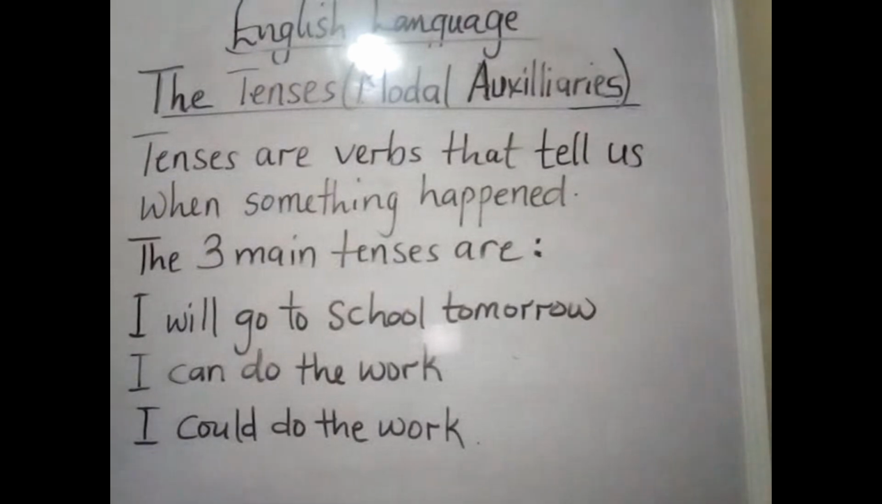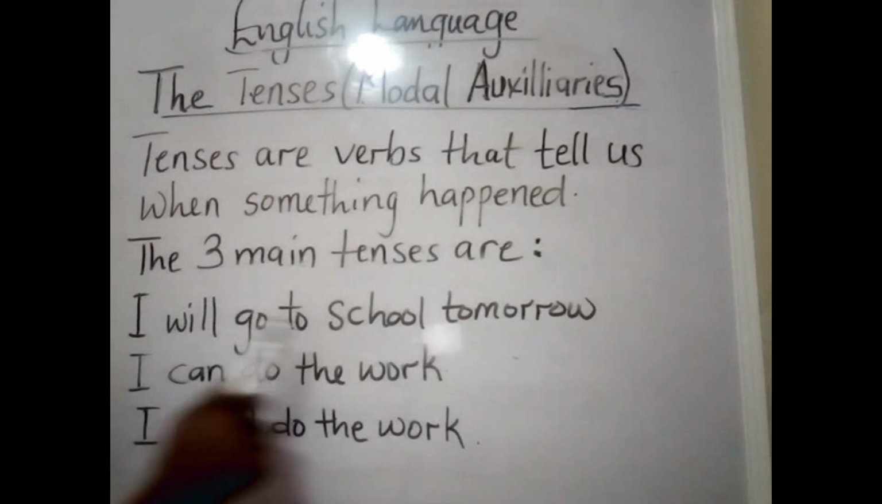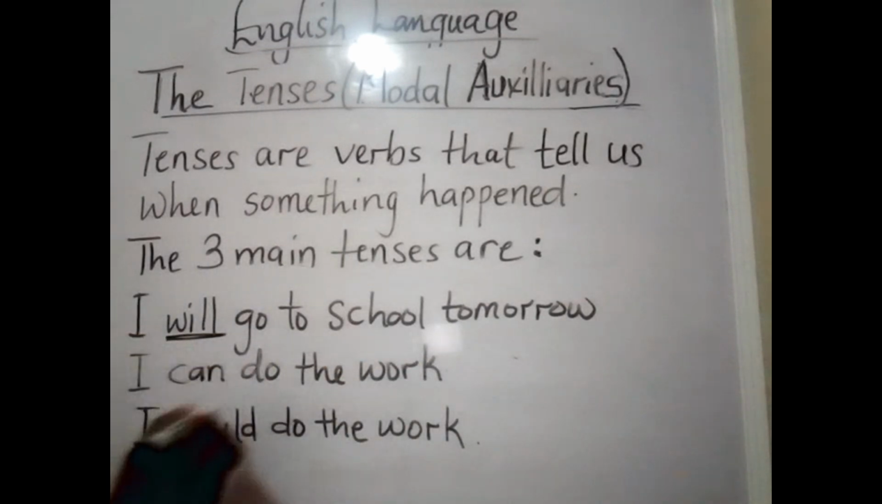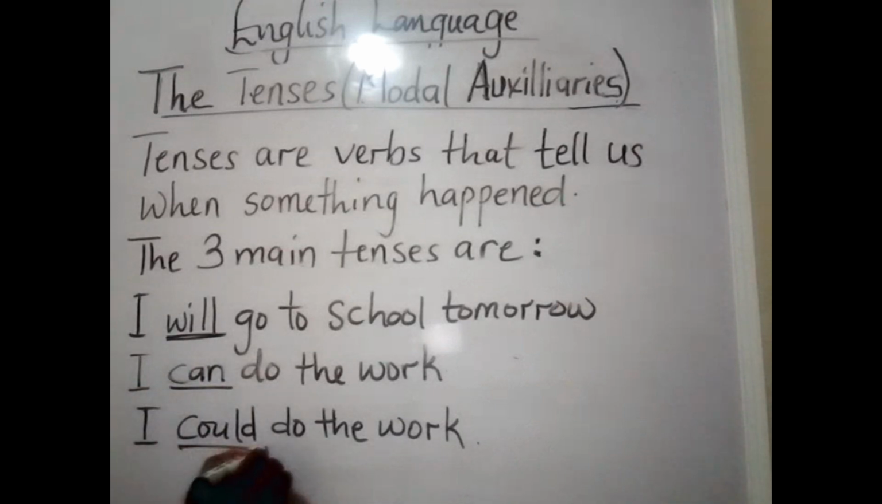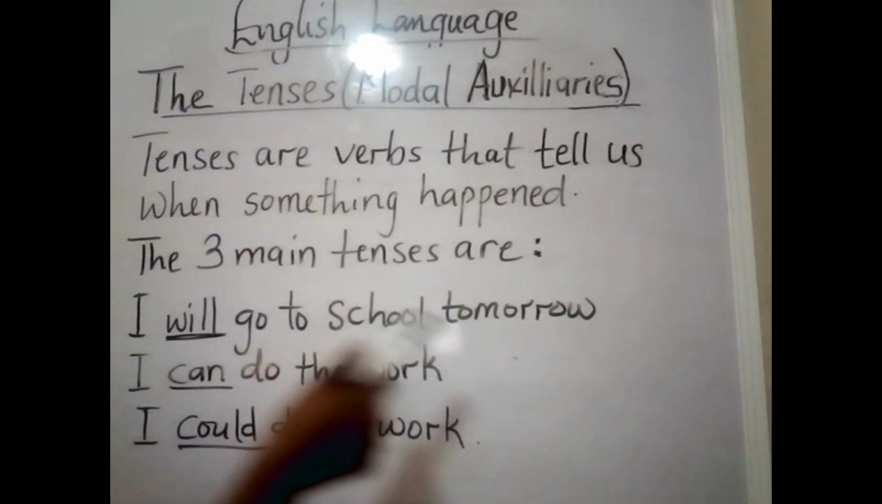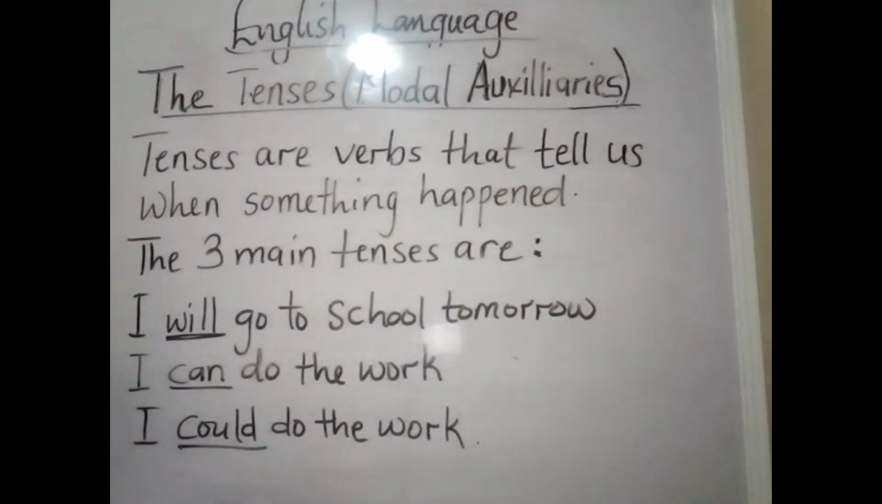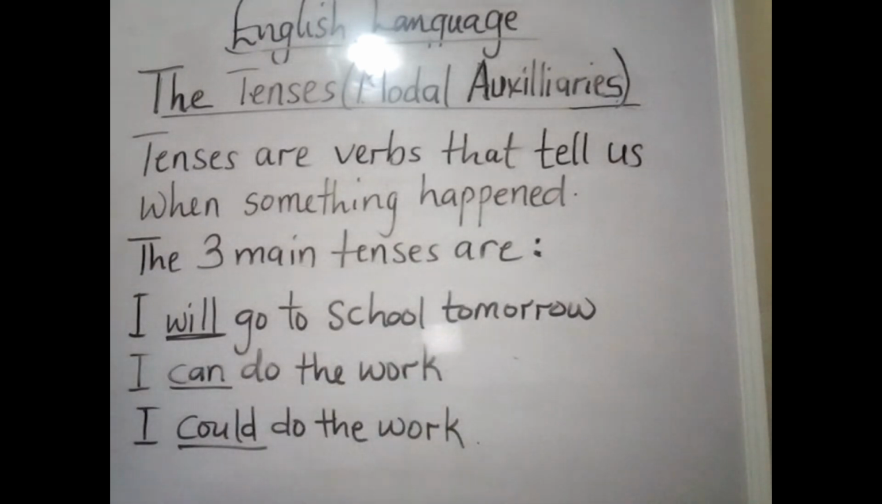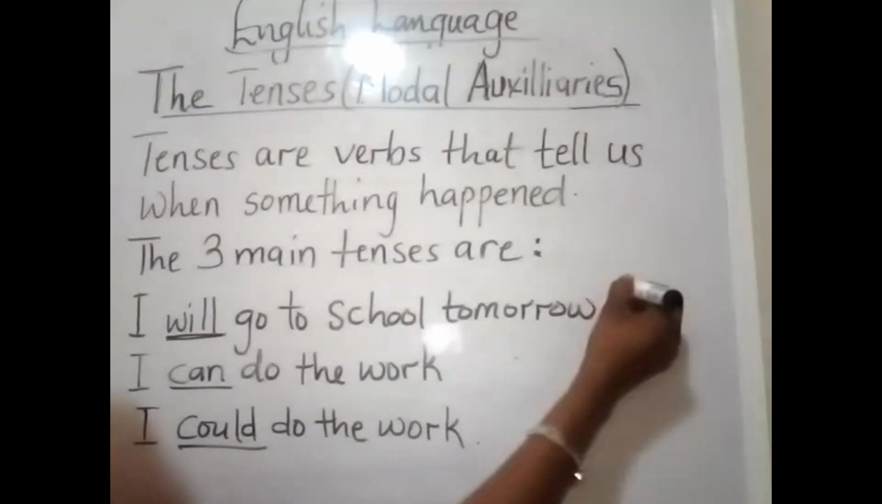Another set of examples we're going to look at is: I can do the work. I could do the work. I will go to school tomorrow. Here again we see will. This shows something that is going to happen later, an event that will happen later. I will go to school tomorrow. So this indicates future tense.